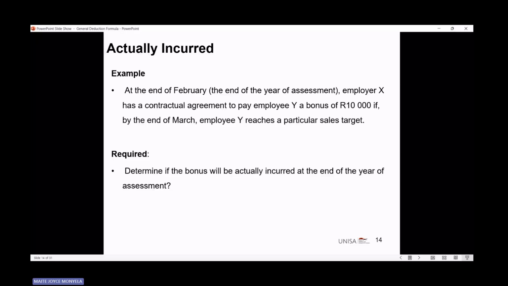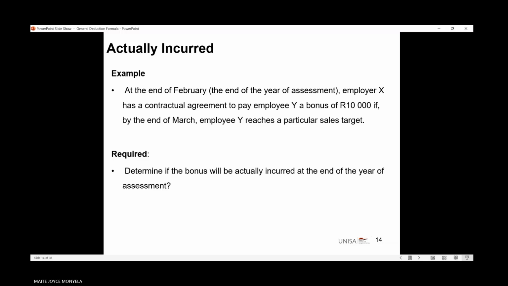Before we go to an answer, can anyone discuss this question, the solution, before we go to it? I just want to test if you understand year of assessment. Can anyone help us before we go to the answer? I think it will not be accounted for because it's got a condition on it that they've got to meet, a sales target, as well as it'll only be paid in March, which is after the year of assessment.